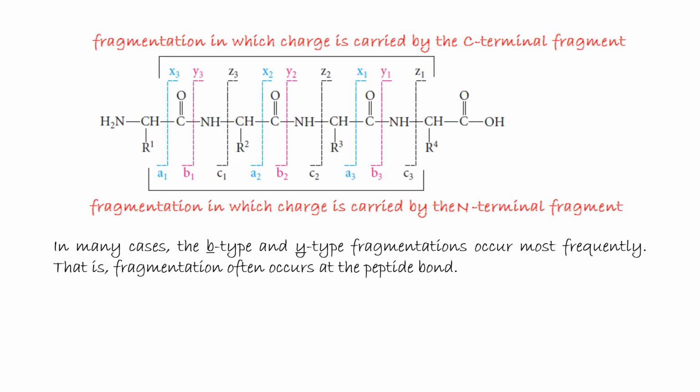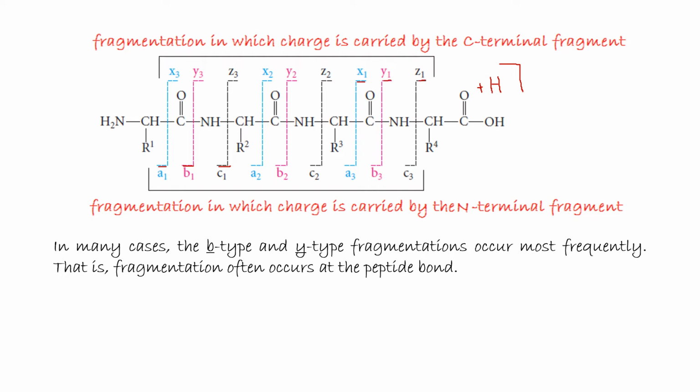For example, here we have a tetrapeptide, that is the molecular ion, and the collision of this ion with gas molecules like argon causes it to gain energy and undergo fragmentation. The fragmentation can be A, B, C, or X, Y, Z.